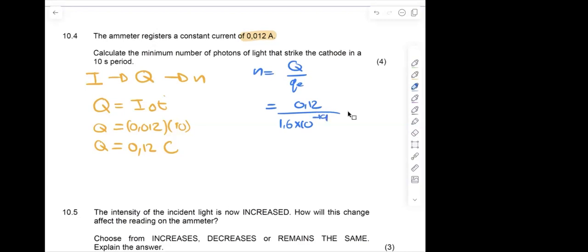So if you take that there, 0.12, right, number of electrons, and you divide it by the charge of one electron, so the charge overall divided by the charge of one electron, you then should get an answer of 7.5 times 10 to the power of 17 electrons.